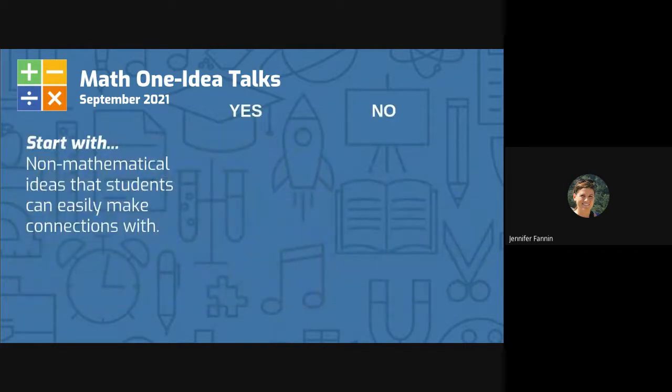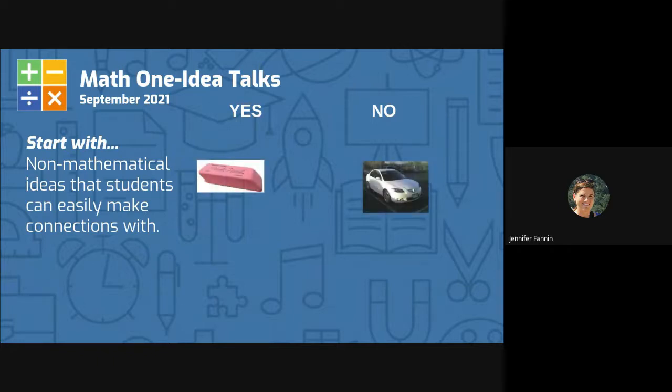When I introduce concept attainment to my class, I always start with something non-mathematical so students can make easy connections. So in the yes column, I would first show this eraser. In the no column, the car. Again, we would move very slowly through each image or each provocation, giving students time to turn and talk, to think, pair, share, and then get back to us as to what they thought the rule could be.